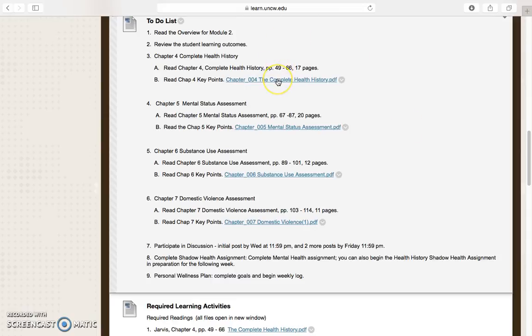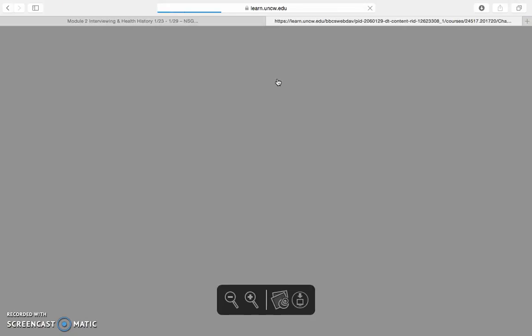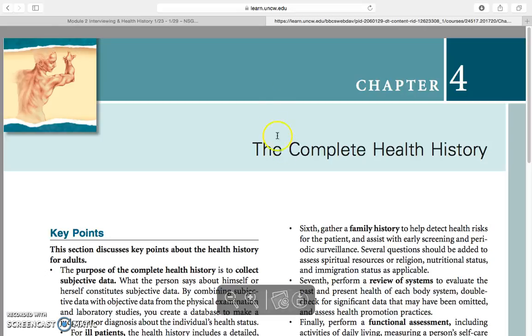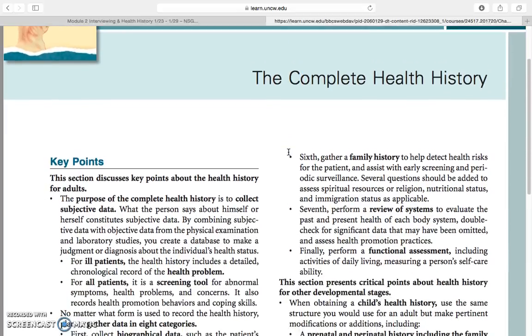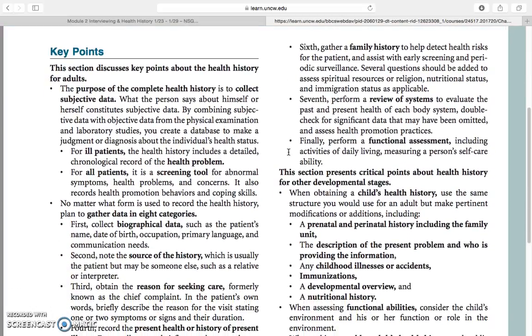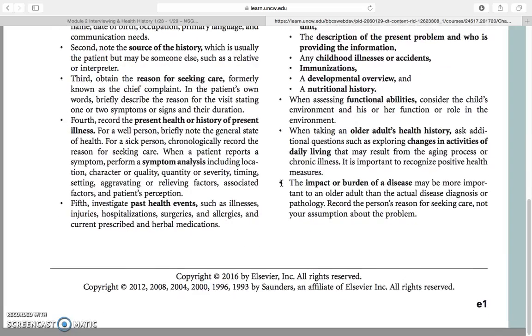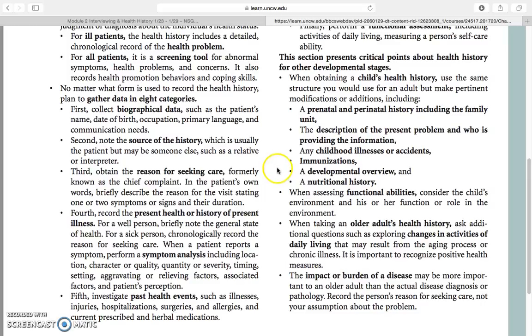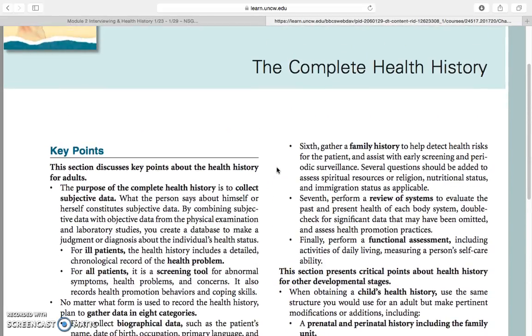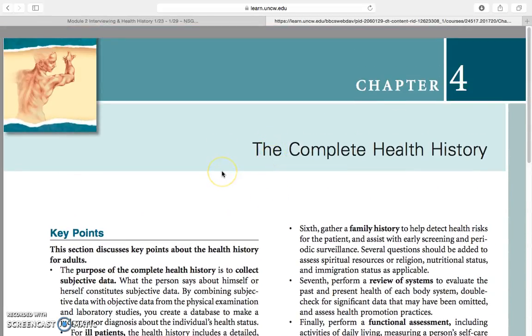So the first thing that we have here for you is a Jarvis Health History, a complete health history form. It's a PDF in Chapter 4. It's essential to helping you understand the key components of taking a health history for adults. And Tina, again, in Shadow Health is an adult patient, so you will be learning here in the complete health history how to do that with adults.